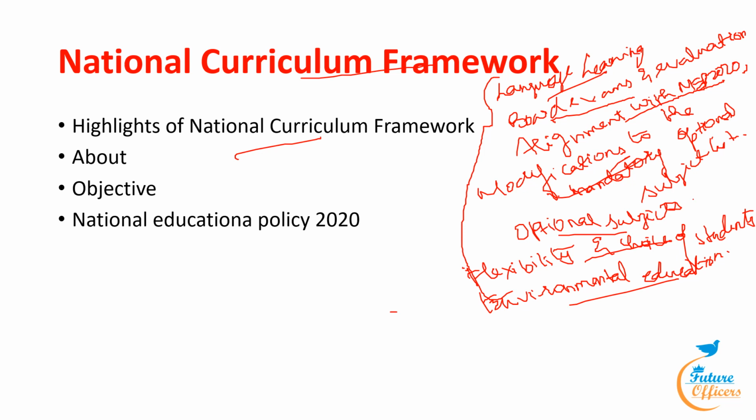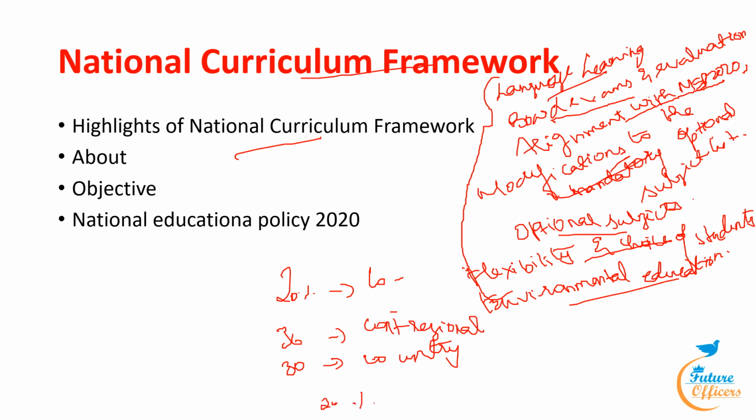Now we have to know about content distribution for the social science curriculum from 6 to 8. Here 20% is from local content and 30% from regional content, and again 30% from content from the country, and the remaining 20% is from around the world. In this way the social science has to be in the form.